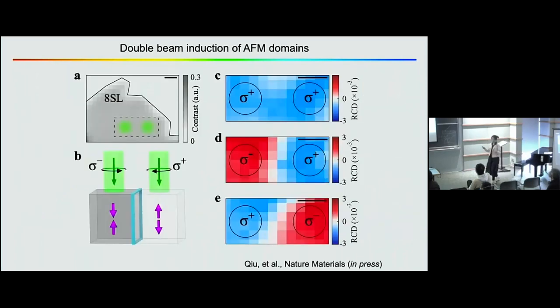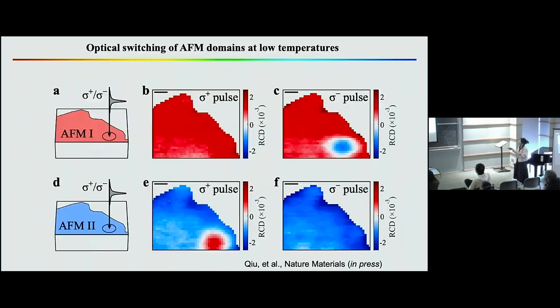We can also, during cooling, use 2 beams of opposite chirality, and we can write these AFM domains like this. At low temperatures, if we let the sample sit, we can use an ultrafast, intense laser to switch the domain as well.